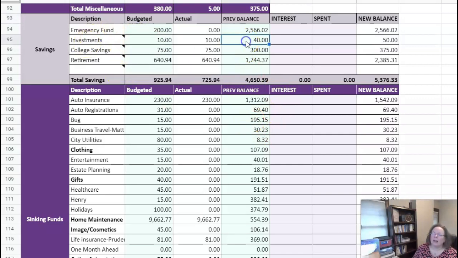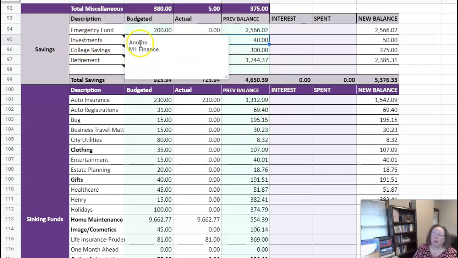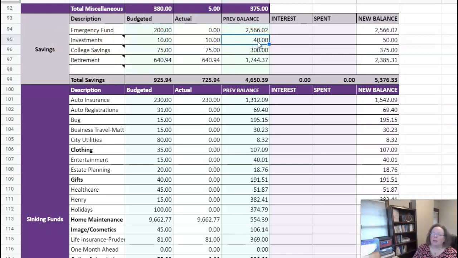I don't put anything in Acorns anymore. That's there, but I tried that out a little bit. I'm just playing around with investing to see what platforms I like and that kind of thing, because we need to be doing more of that, and I'll talk about that more when we get to our debt section. So $10 into investments. We plan on $75 to college savings, and then $640 to retirement. That brings our total savings to $925 for the month.